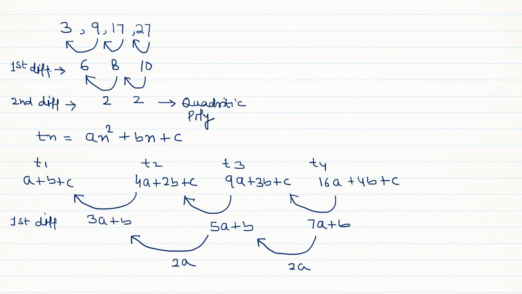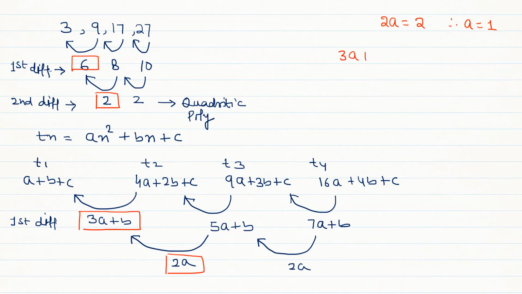Now let's start comparing. This is the bottom number which is 2a here, and here is the bottom number which is 2. So the first equation that I am getting is 2a is equal to 2, hence my a is going to be 1. Similarly, let's compare this middle number which is 3a plus b, and in this case the middle number is 6. So 3a plus b is going to be 6, and since we already know the value of a is 1, from here b will be 6 minus 3, hence 3.